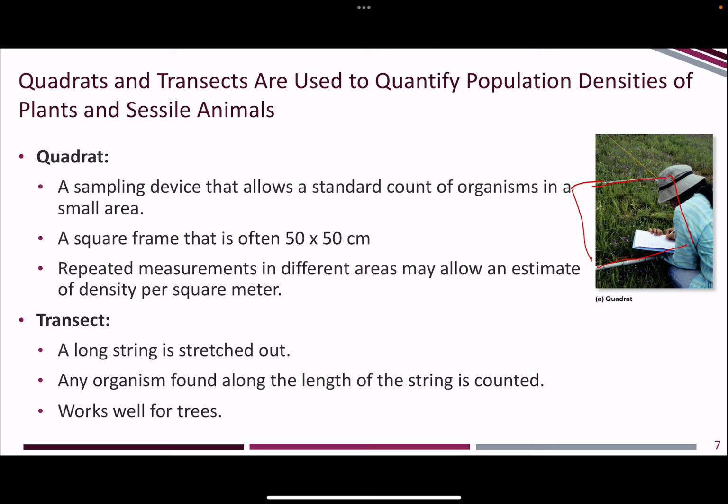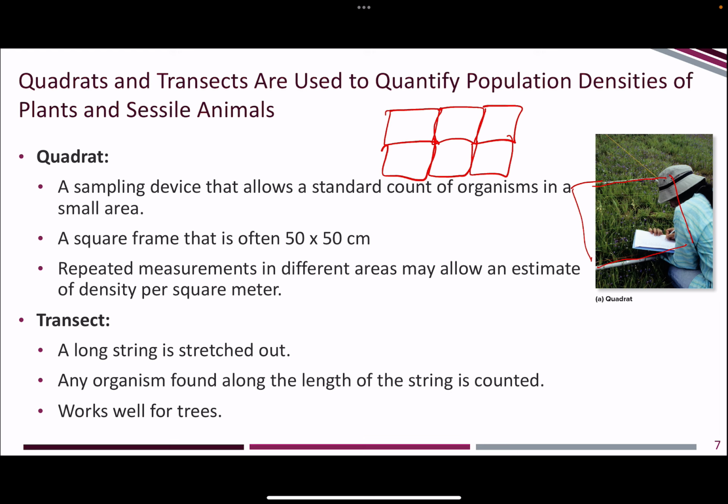So what you would do here is lay out your frame over multiple positions, and this just gives you a smaller area in which to study. Depending on how big your area is, you probably wouldn't sample the entire area this way, but you may sample a small area and then expand that calculation out to the total area.